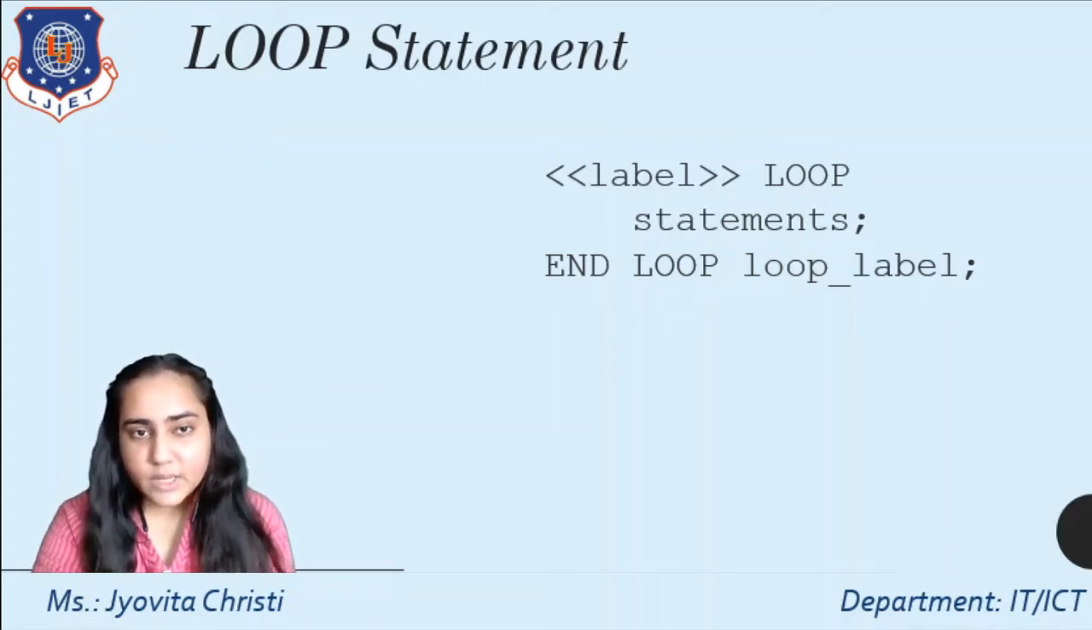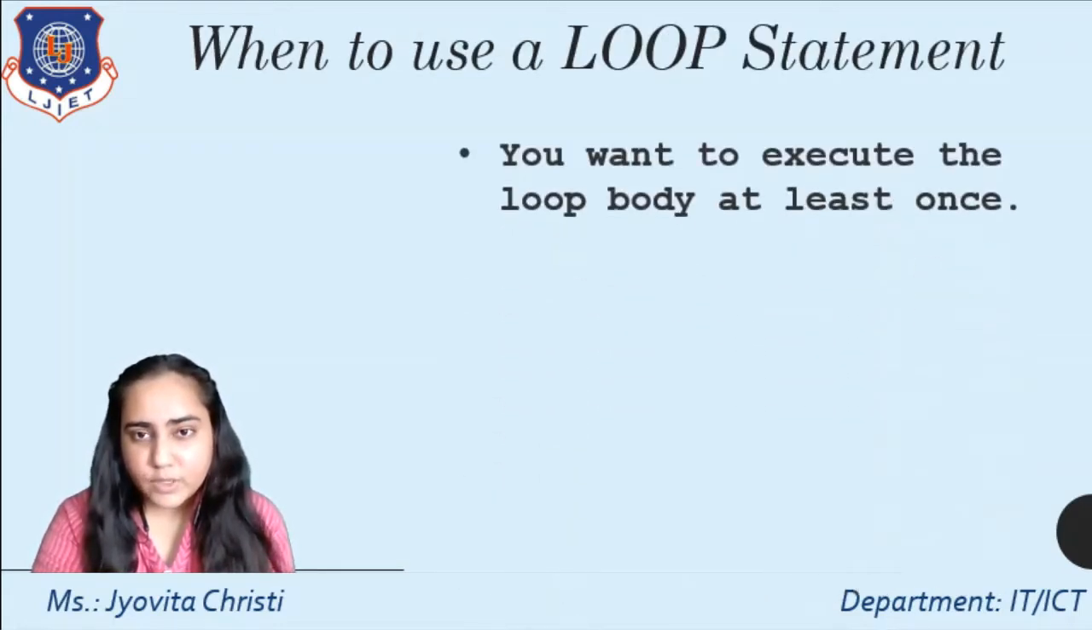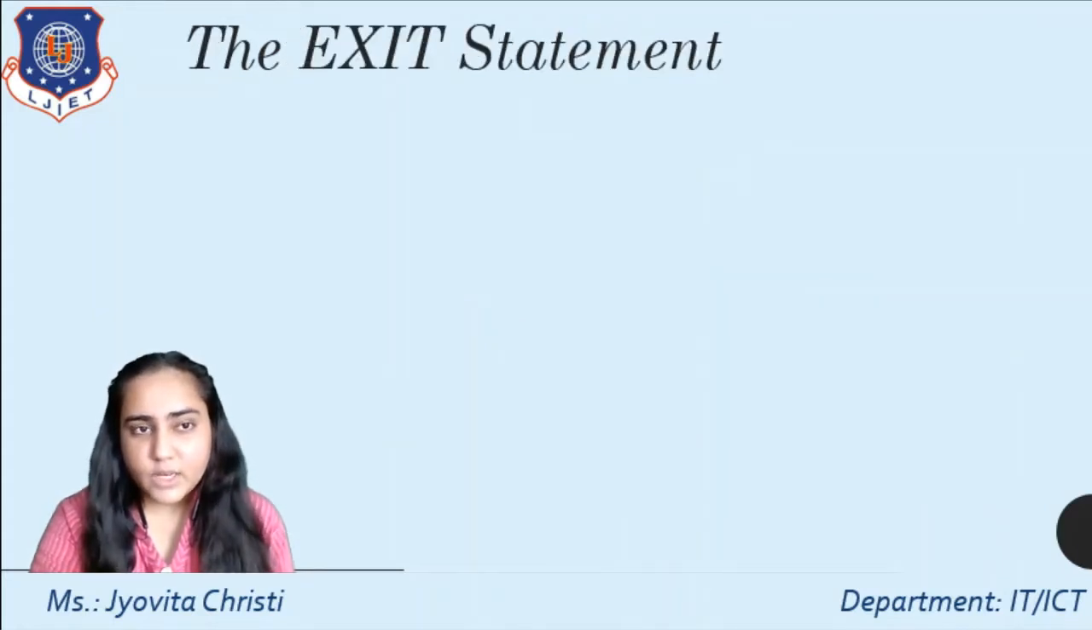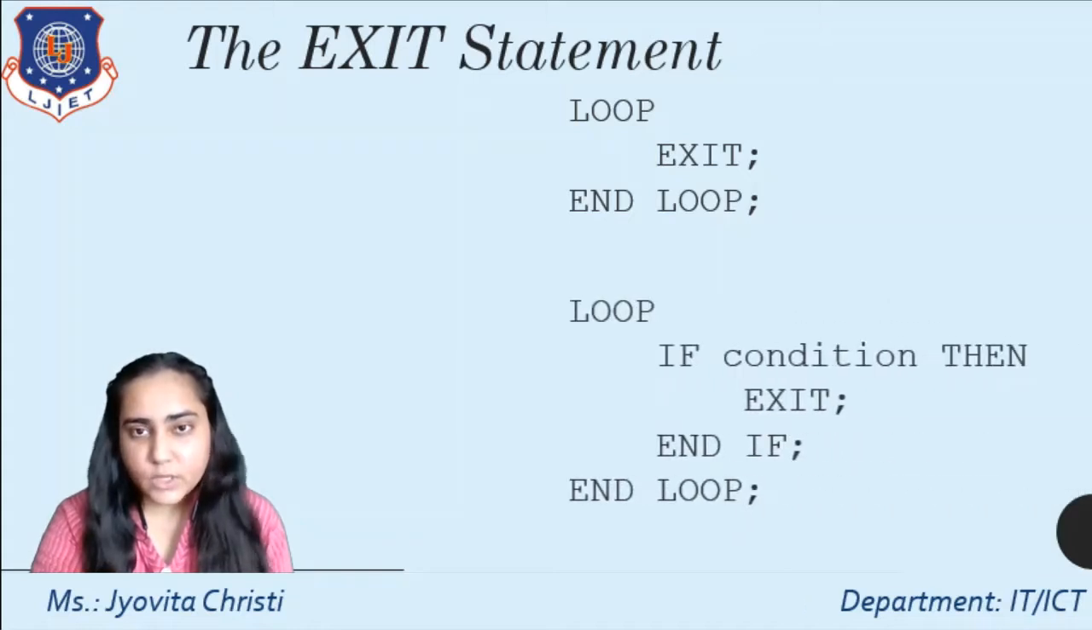The loop statement can have an optional label that appears at the beginning and the end of the statement. It is a good practice to use the loop statement when you want to execute the loop body at least once, and you are not sure the number of times you want to execute the loop. The exit statement allows you to unconditionally exit the current iteration of a loop. Typically, you use the exit statement with an if statement to terminate a loop when a condition is true.